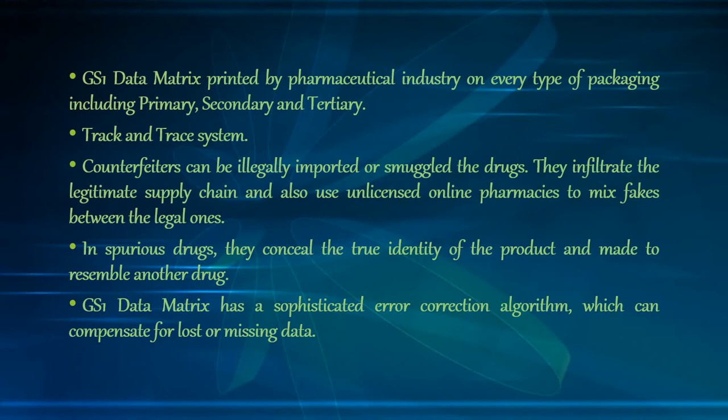Counterfeiters use varied, flexible, and intelligent methods to imitate the products and prevent detection. They can illegally import or smuggle the drugs. They infiltrate the legitimate supply chain and also use unlicensed online pharmacies to mix fakes among the legal ones. If we talk about spurious drugs, they conceal the true identity of the product and are made to resemble another drug, especially some popular brand, to deceive the buyer and cash in on the popularity of the original product. The product may or may not sometimes contain the active ingredient.